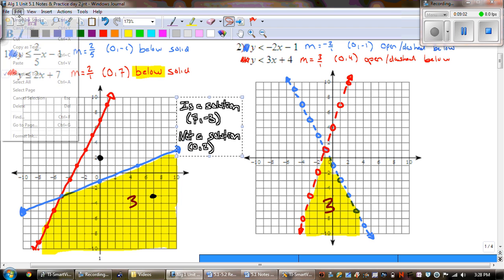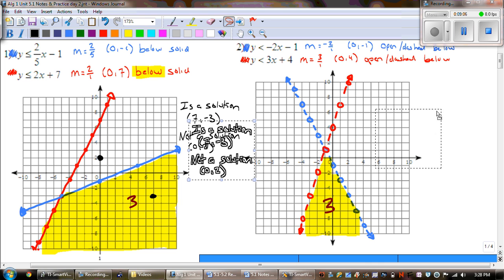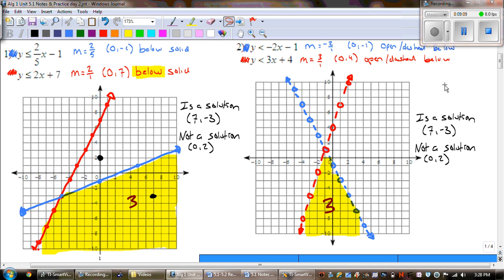So the thing that we need to do now is pick a point that is a solution and a point that is not a solution. So I'm just going to copy exactly what I wrote on that last one. The only thing I'm going to delete are those points because those points don't work for me anymore. A solution is anywhere that is shaded. So right there, and that's the point 0, negative 8.